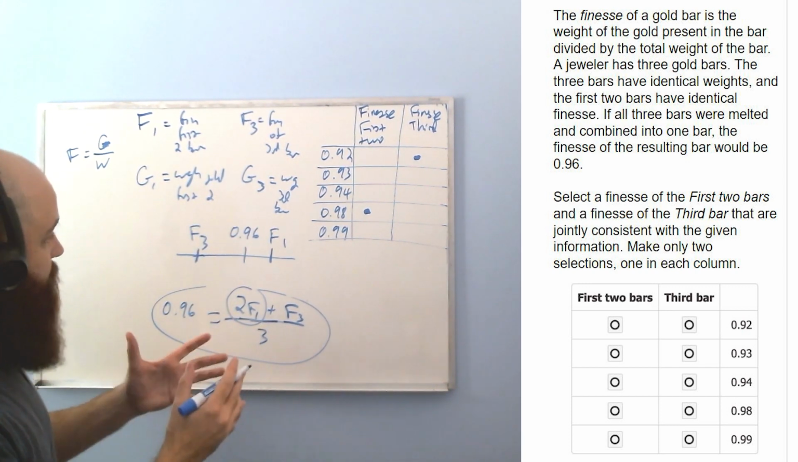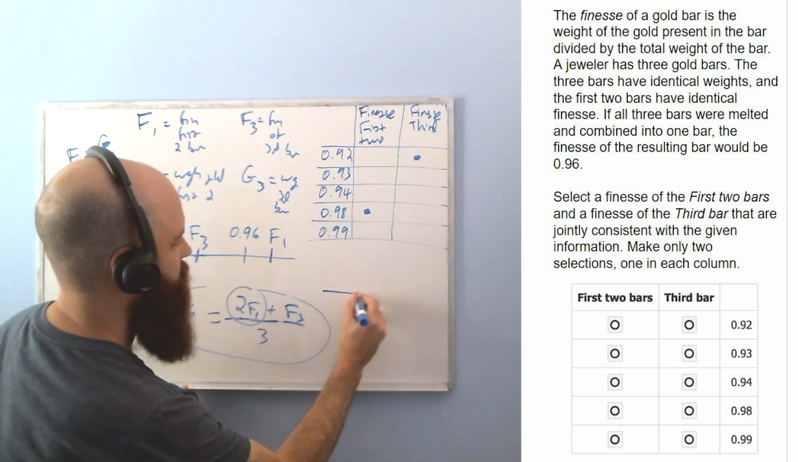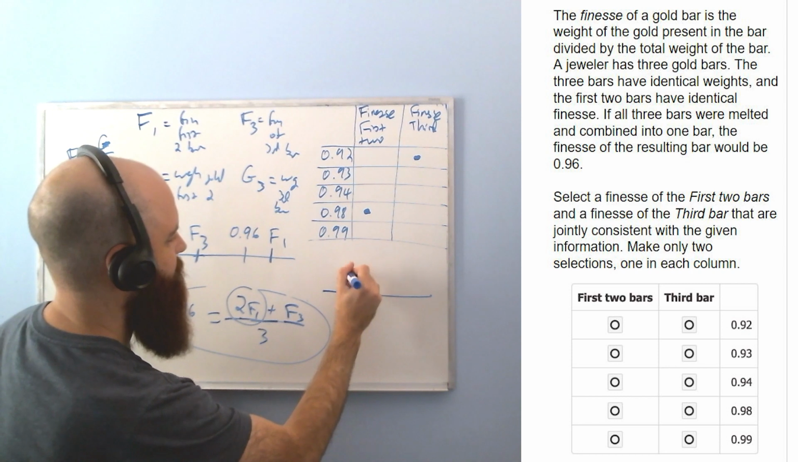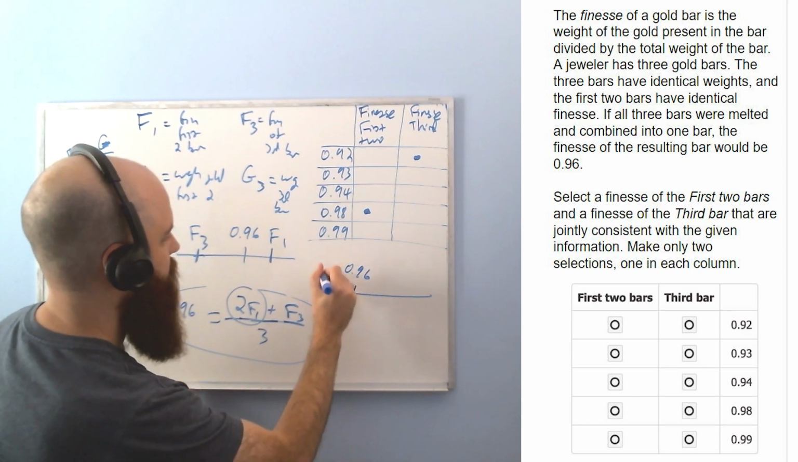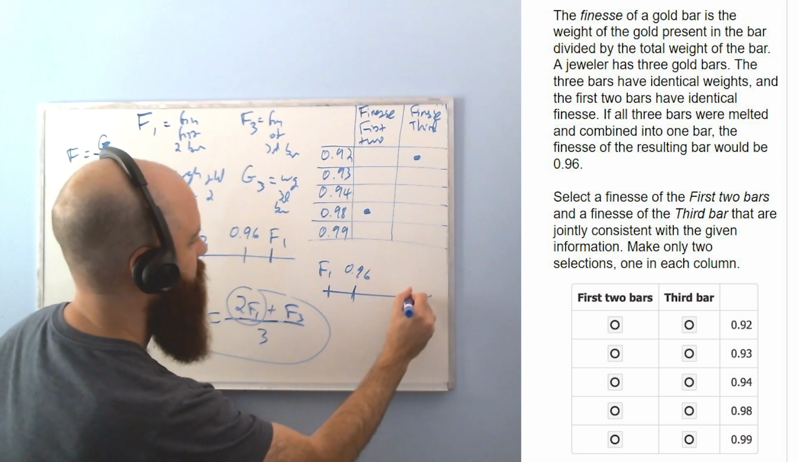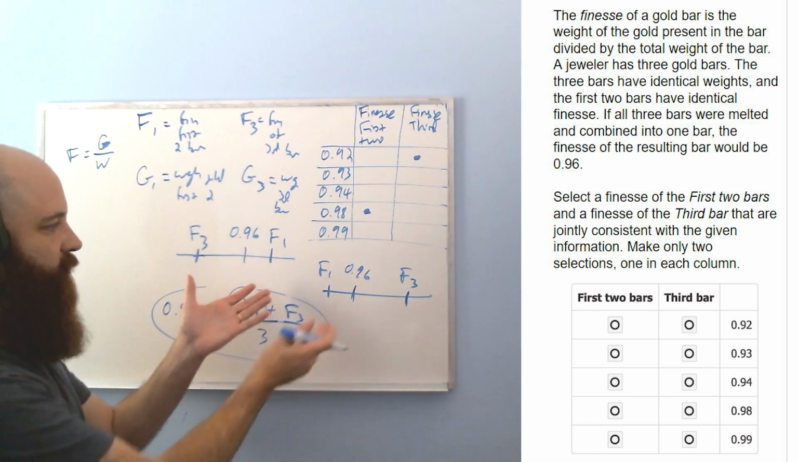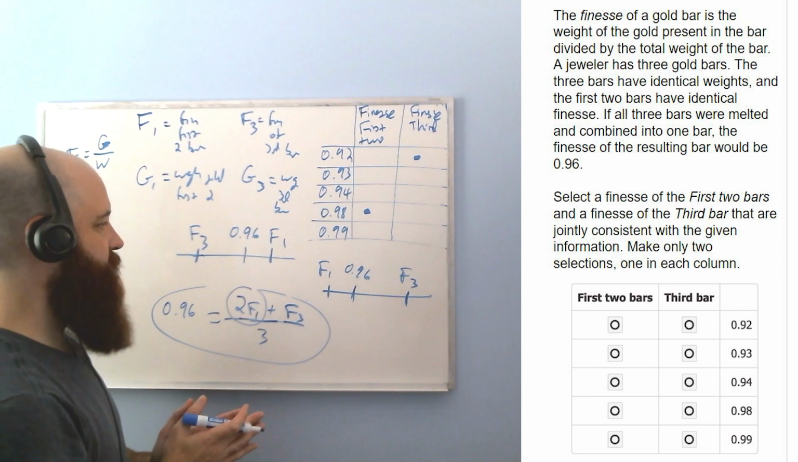Now, you might say, well, how did you know that f3 has to be smaller and that f1 has to be bigger? Well, yeah, that's true. I kind of don't. So f1 could be bigger or smaller, but either way, I know that f1 is closer to 0.96, f3 is farther away, and those are the two ways that could happen. Those are the two options.